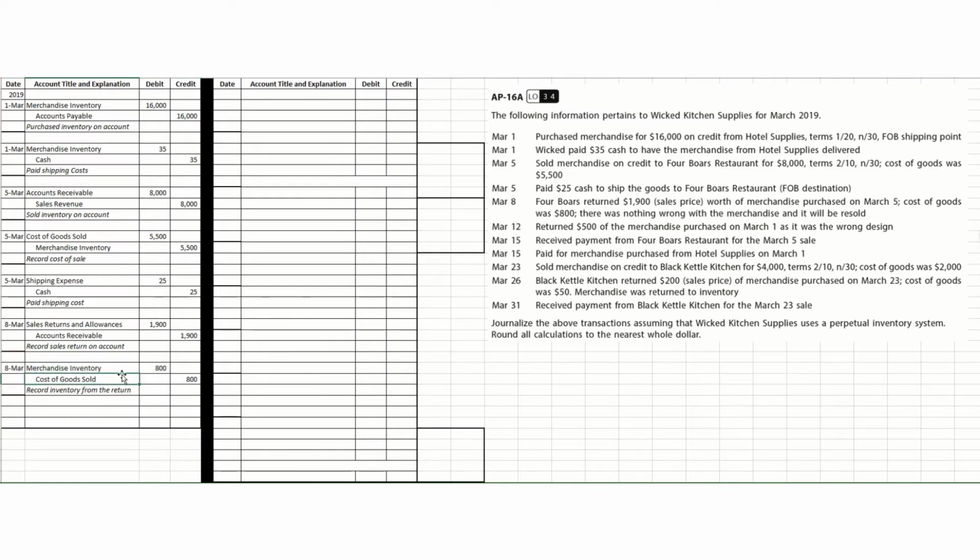Also, we are returning the items back to inventory. So it's a debit to merchandise inventory and a credit to the cost of goods sold to reduce the fact that we now have these items back in our possession to resell to another customer.